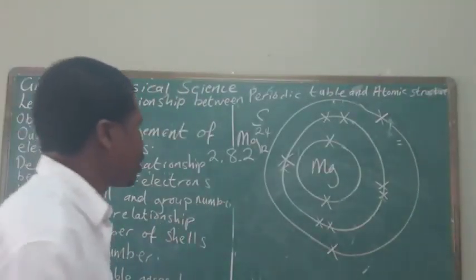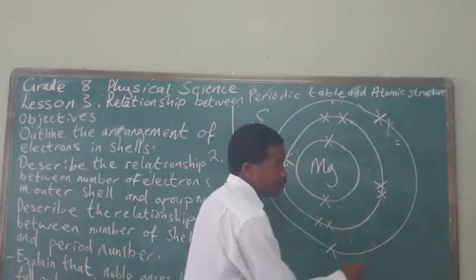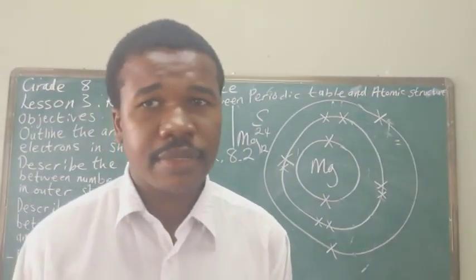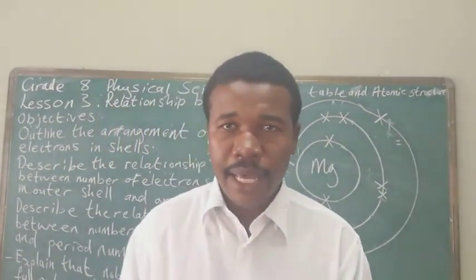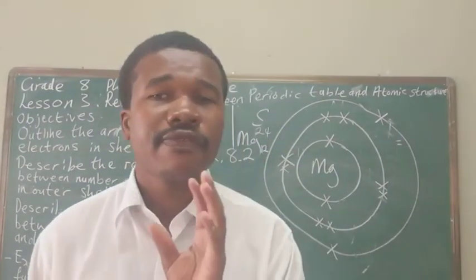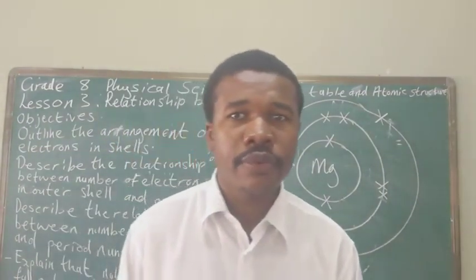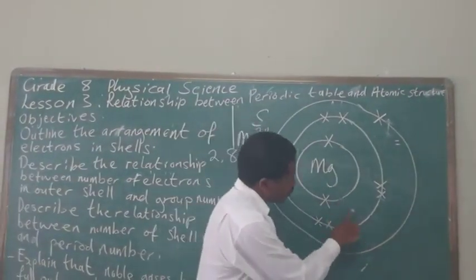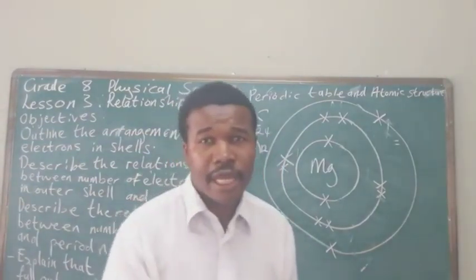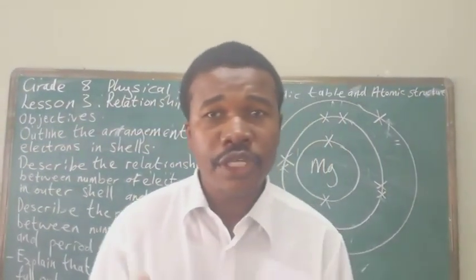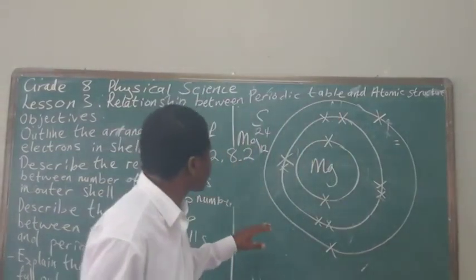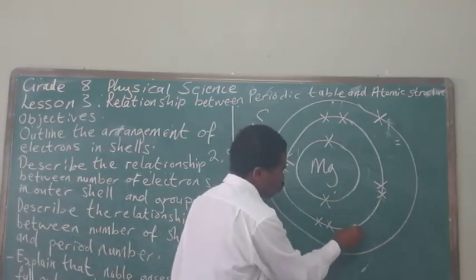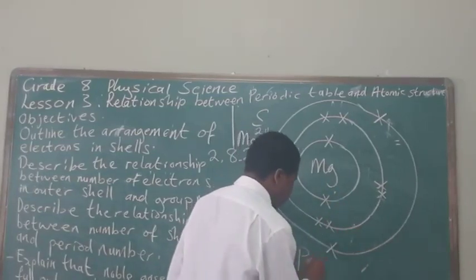This period 3 is the same as the number of shells that magnesium has. This applies for all the atoms on the periodic table. The moment you are able to draw the Bohr structure and tell the number of shells, you are then able to tell the period in which the element is. So because magnesium has 1, 2, 3 shells, it is in period 3.